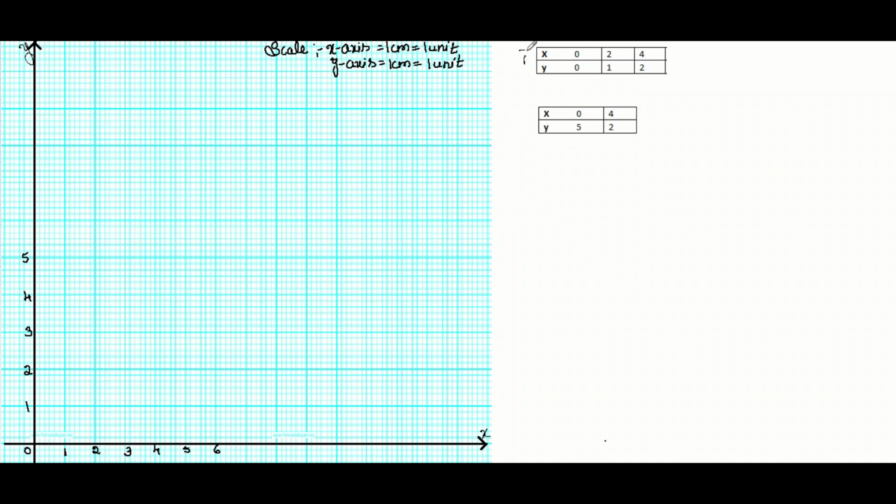Next, going on to the first group of numbers. For x value 0, the y value is also 0. So that point is 0, 0, the origin point. Next, for x equal to 2, y is equal to 1. So this is the second point. The next one is for x equal to 4, y equal to 2. Here 4 is here, and then y is equal to 2.